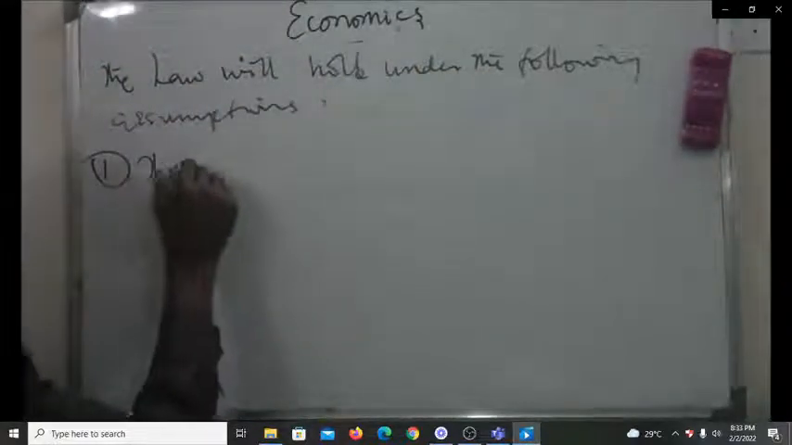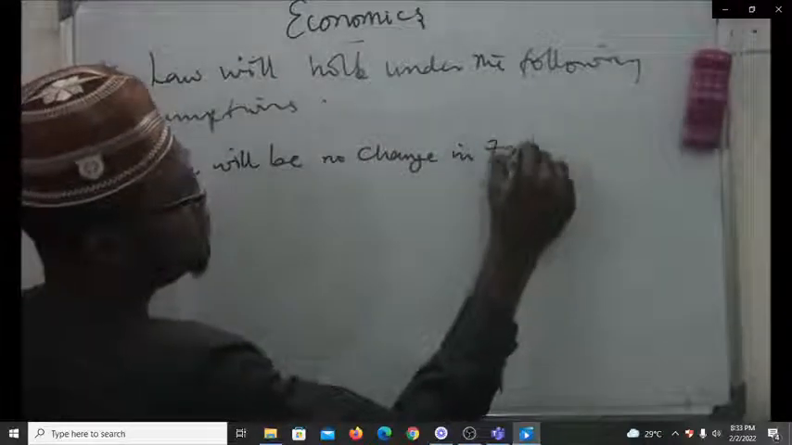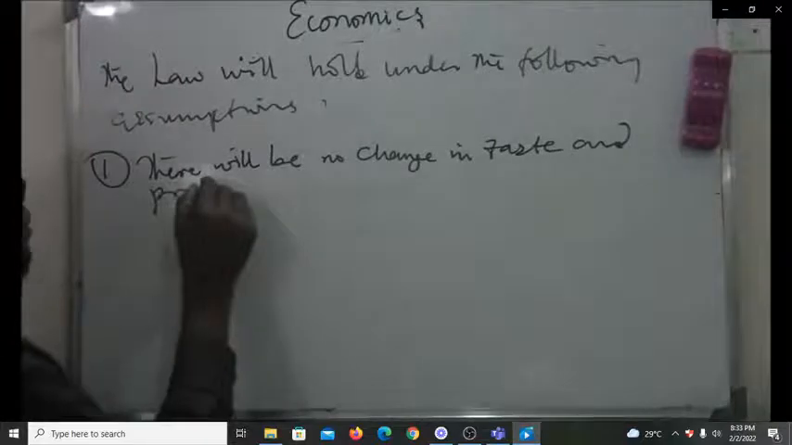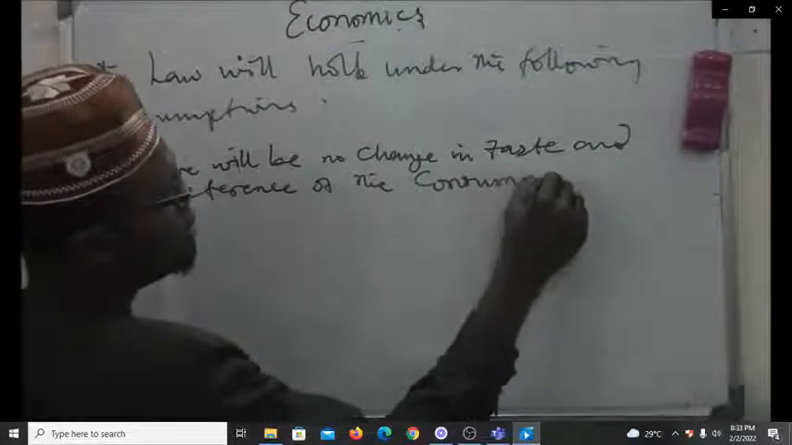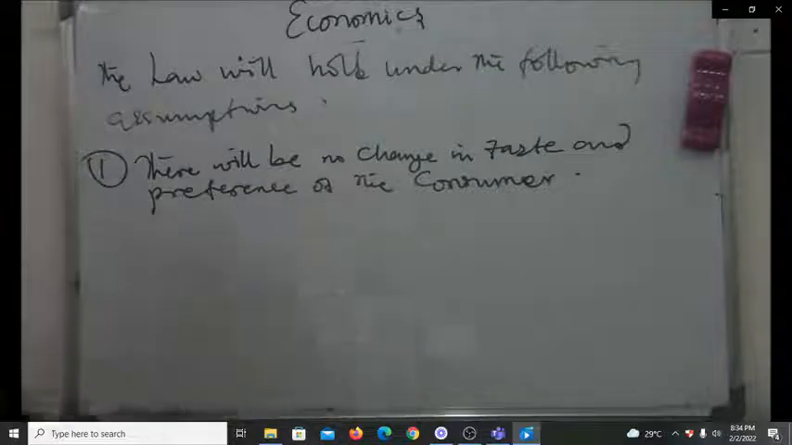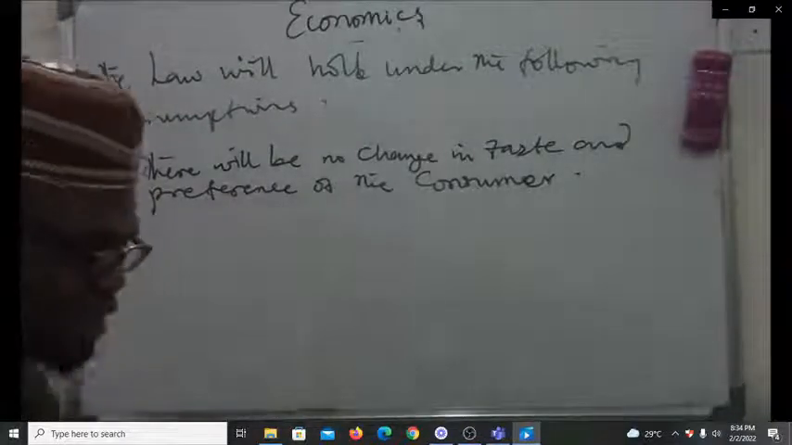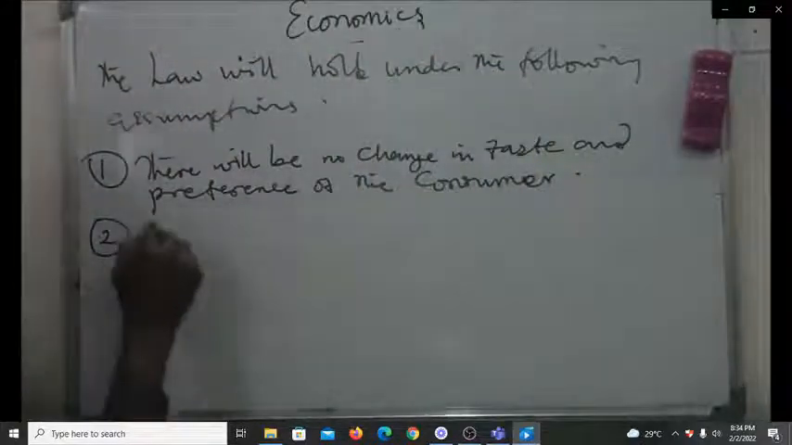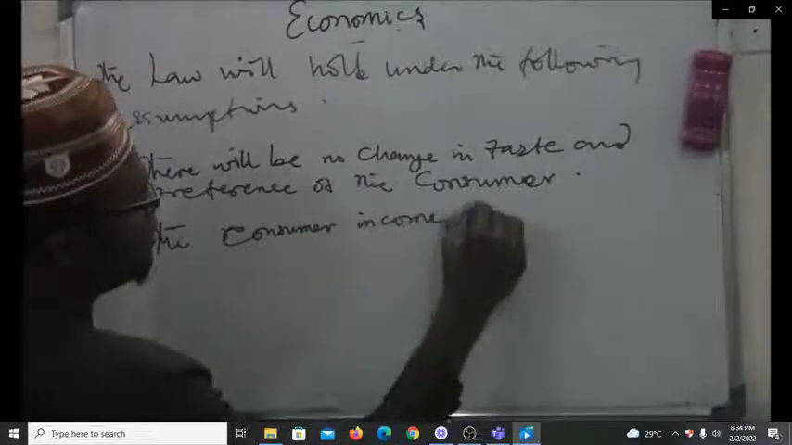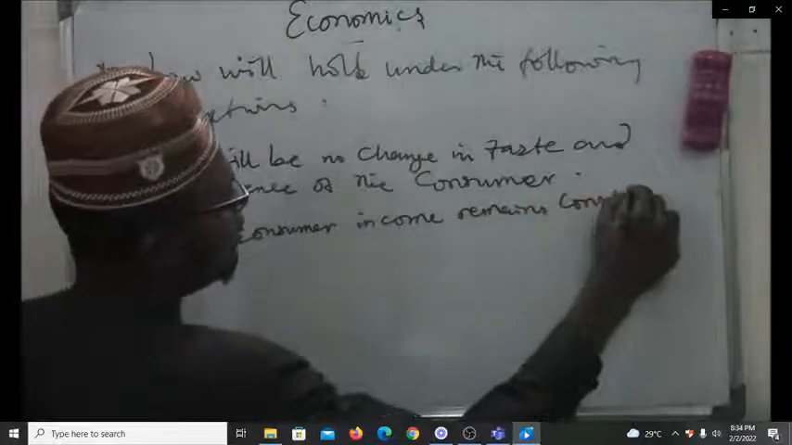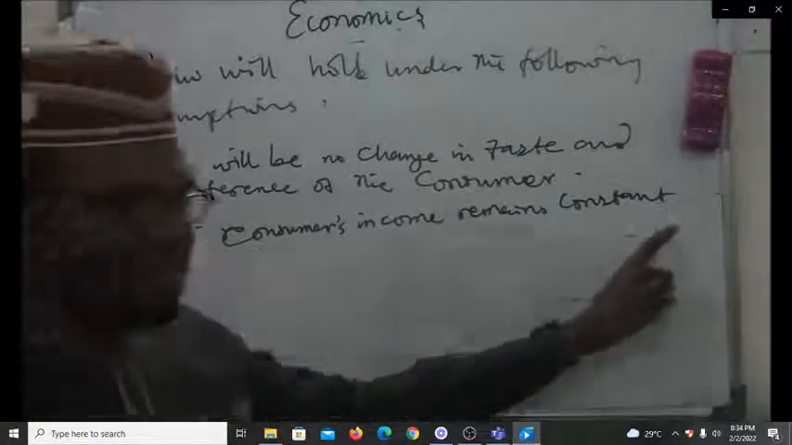You understand? So number one of these assumptions is that there will be no change in taste and preference of the consumer. If there is a change in taste or preference of the consumer, the law might not hold the way it should. Then number two is that the consumer's income remains constant. If the consumer's income remains constant, then the law will hold.